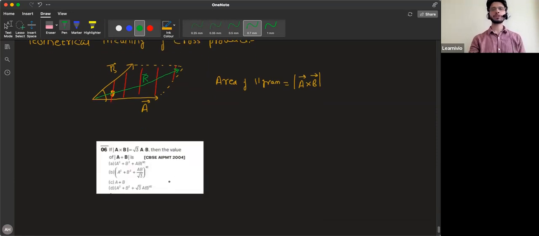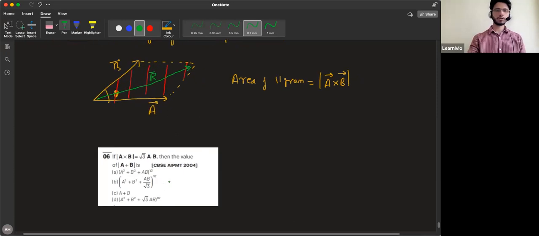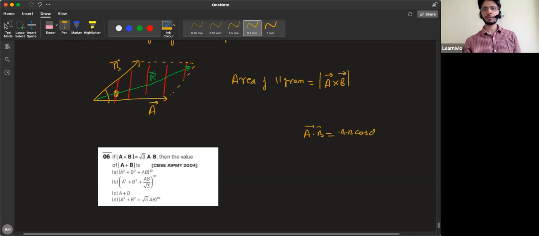After geometrical meaning, solve this question. For all of those who were not present in the last class, A dot B is just AB cos theta. The difference between A cross B and A dot B is that A cross B is AB sin theta and A dot B is AB cos theta. Do it.